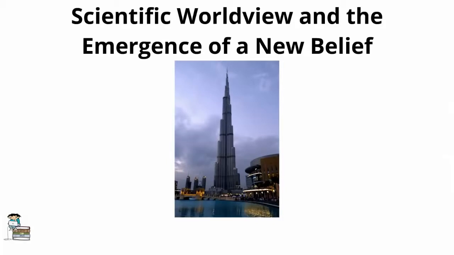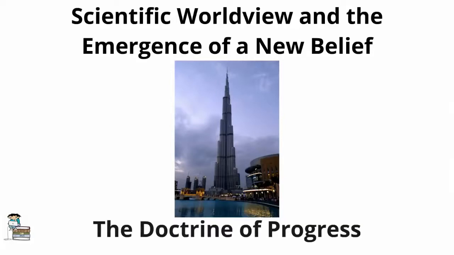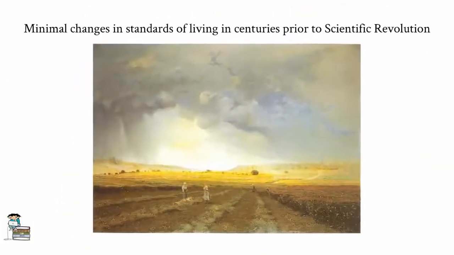Butterfield also suggested that the scientific revolution led to the emergence of a new belief which now characterizes the way modern humans look at the future of human civilization, this being the belief in the doctrine of progress. Prior to the 18th century, the quality of life from generation to generation stayed largely the same. However, ever since the theoretical advances achieved during the scientific revolution began to see practical uses in the form of new technologies, living standards have increased at a dramatic pace.